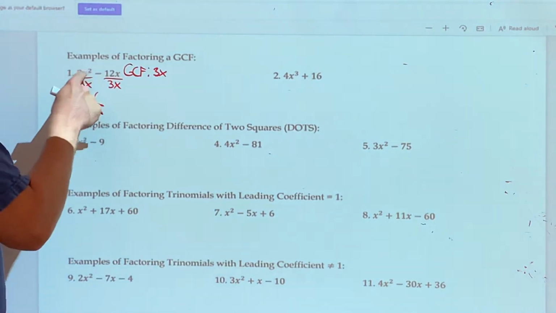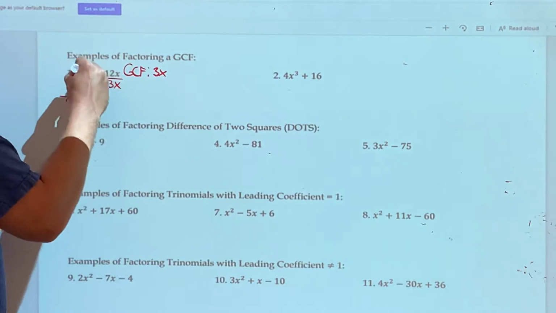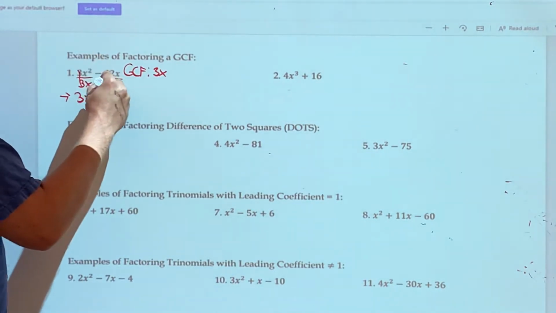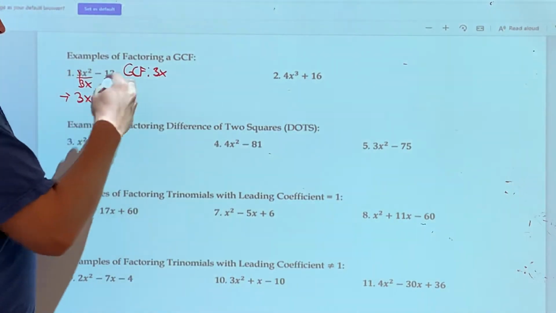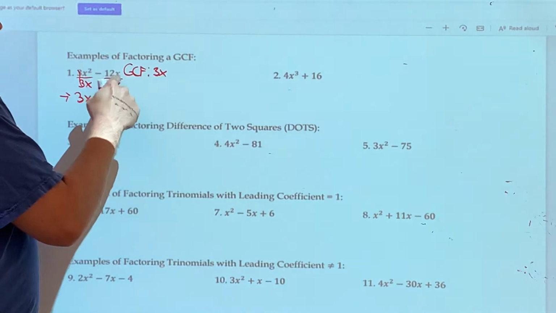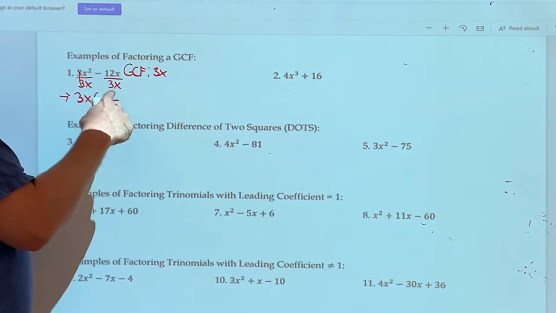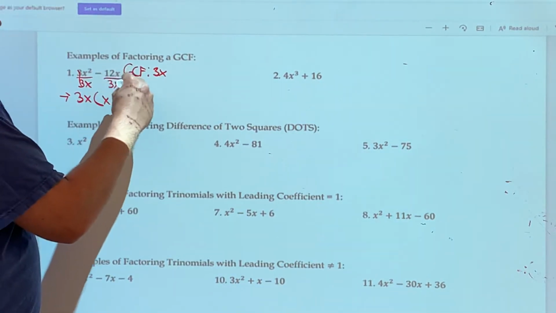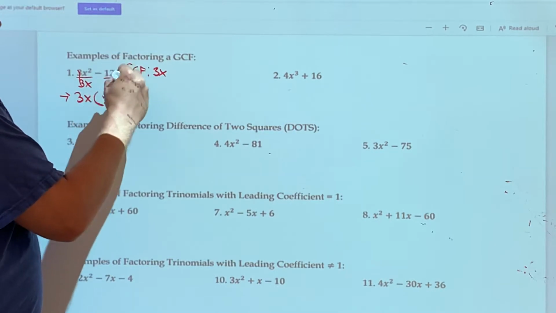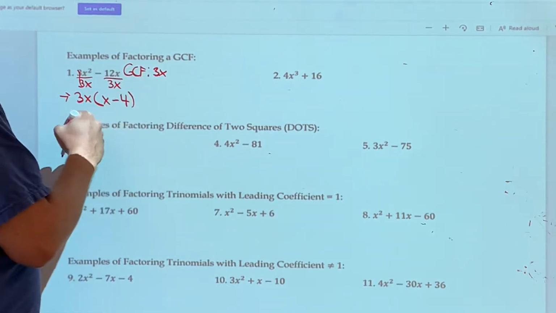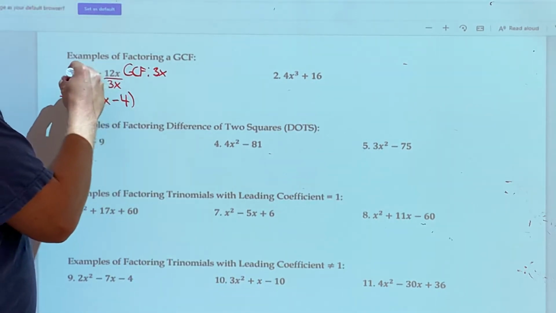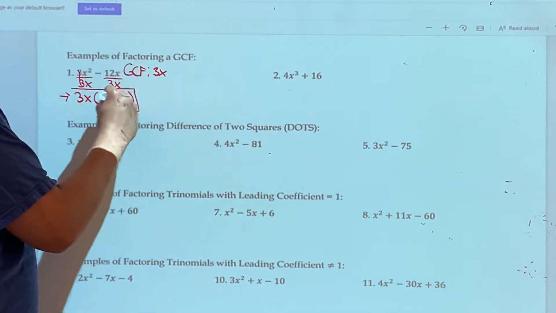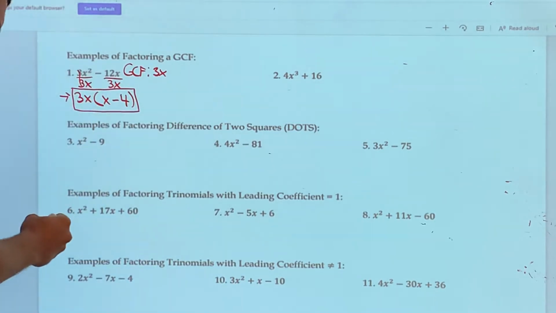And then we ask ourselves, what is 3x squared divided by 3x? Well, the 3's go away, and you take one x away from the top and bottom, the numerator and denominator, and so you're left with an x, okay? Minus, okay, what is 12x divided by 3x? So 12 divided by 3 is 4, x divided, and then take away both x's, and you're left with x minus 4, and there you go, that's your final answer.